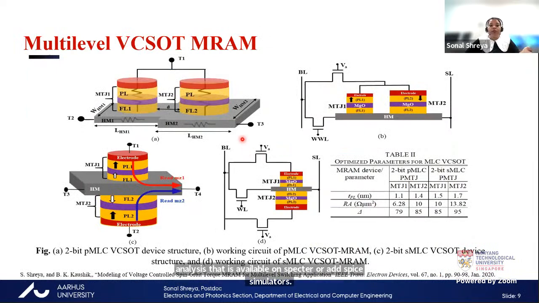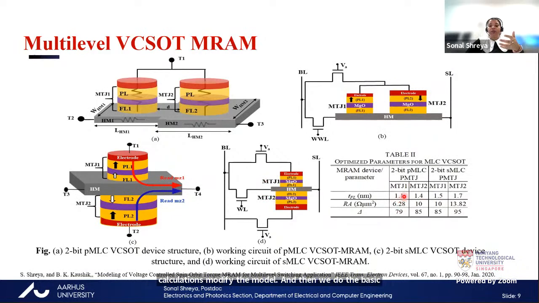So I have also proposed a multi-level, or for example, multi-bit VCSOT device where we can store 2 bits simultaneously. So this is a parallel structure and this is the series structure. In this, again, first we need to know how the equivalent resistance circuit will look like, and then we do some calculations, modify the model, and then we do the basic bit cell designing of those devices.